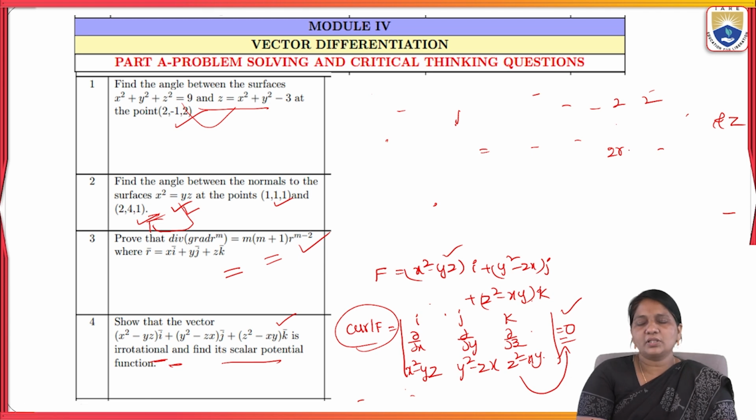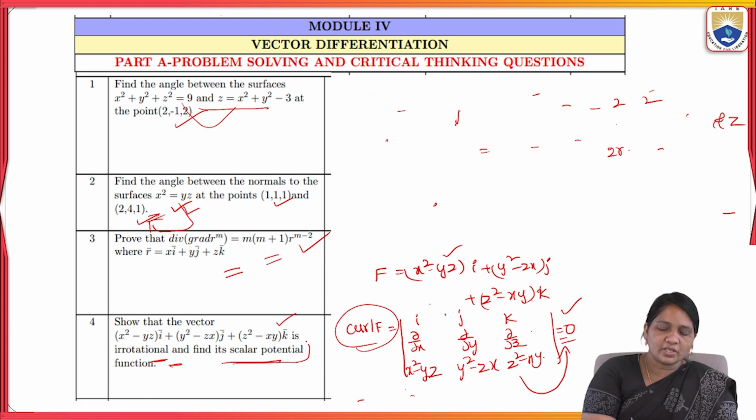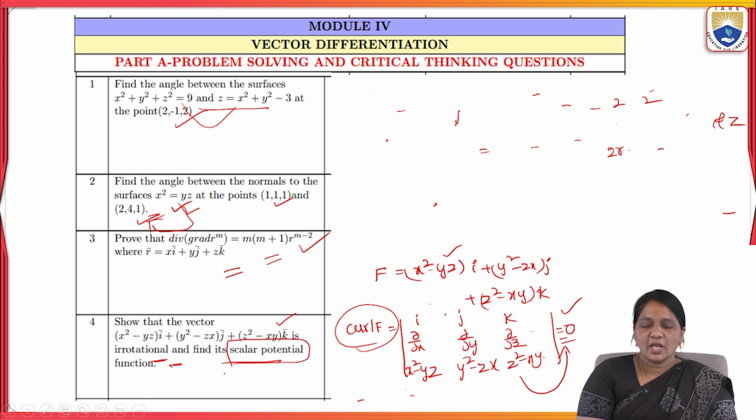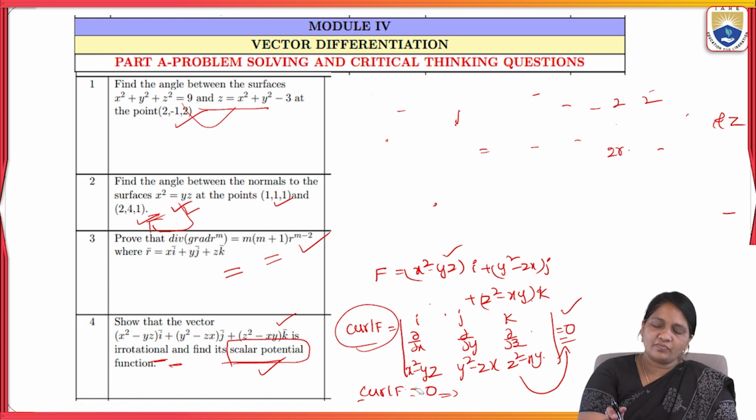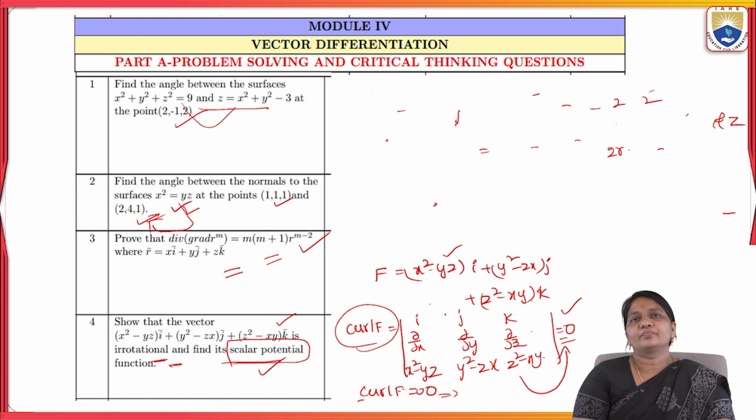So after getting that it is irrotational, then only we can find the scalar potential function. If curl F is not equal to 0, then you should not get the scalar potential function. So that means you should get curl F value equal to 0. So then only you can find the scalar potential function.